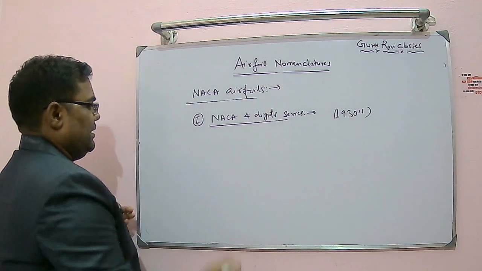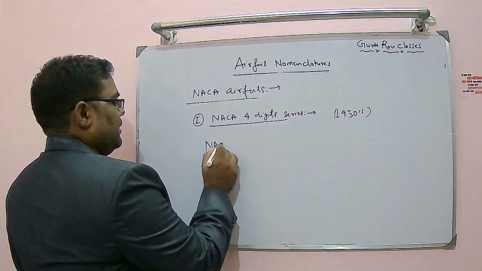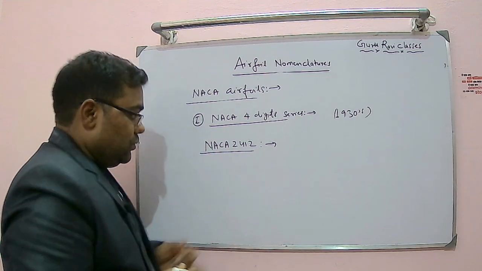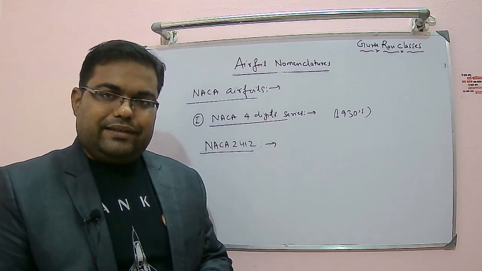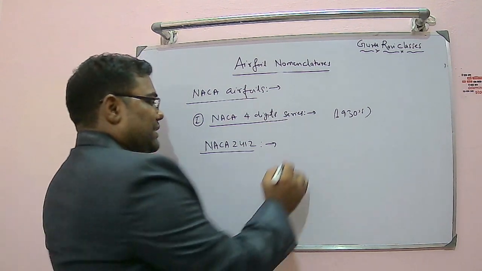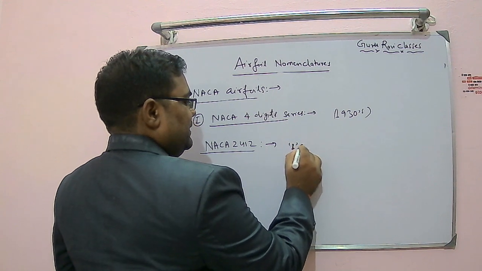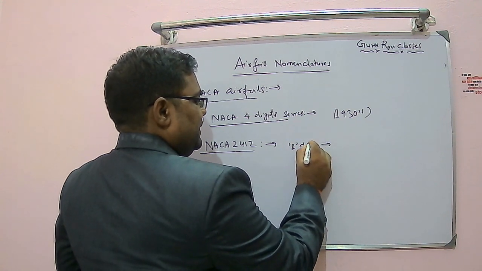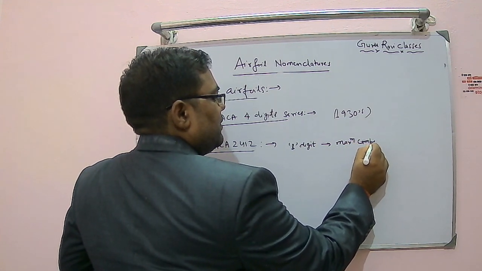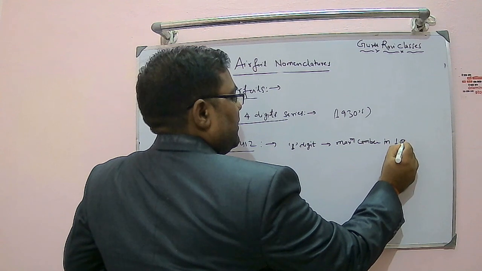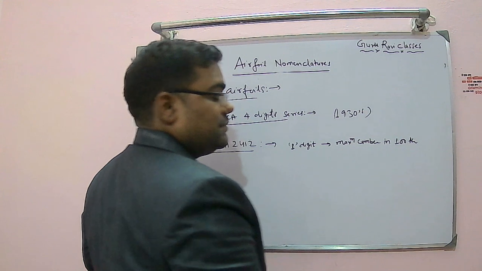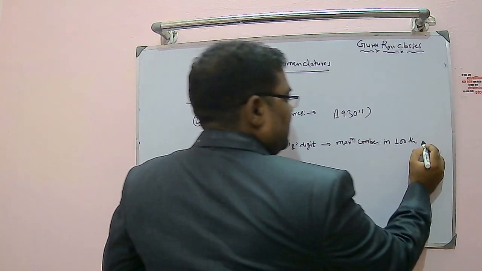For example, if I consider the NACA 2412, this is one example of this. These numbers have their own meanings. Every number has its own meaning, so I will explain. The first digit represents the maximum camber in hundredths of chord.